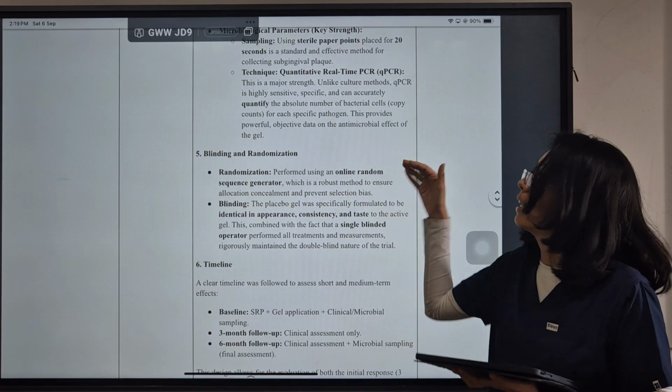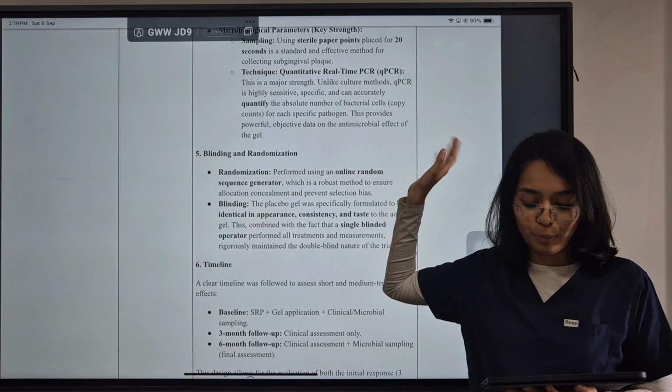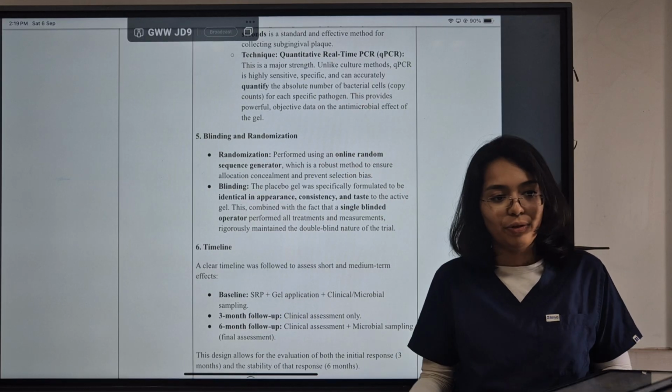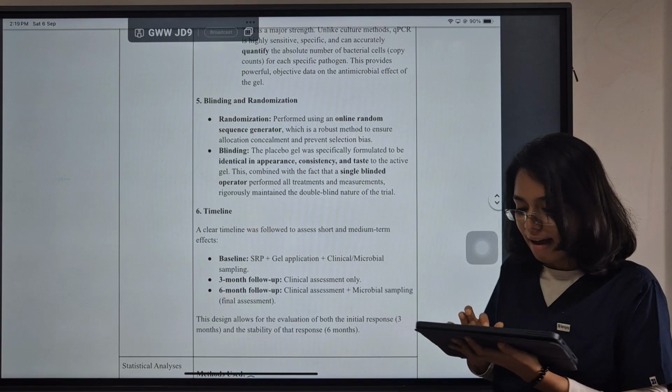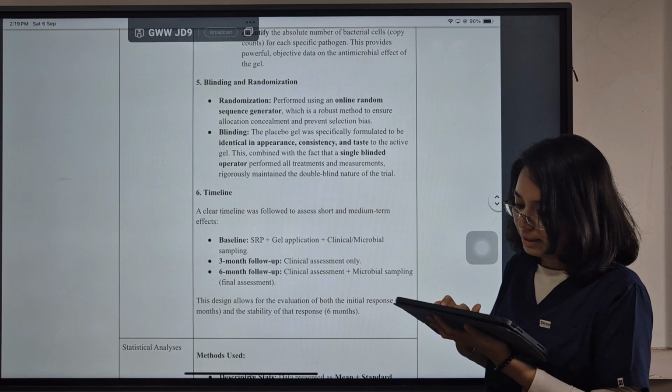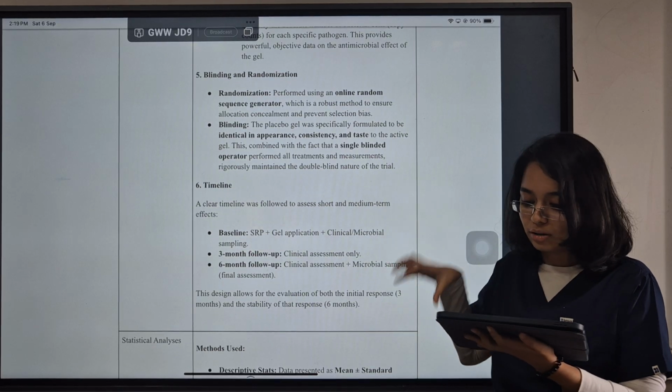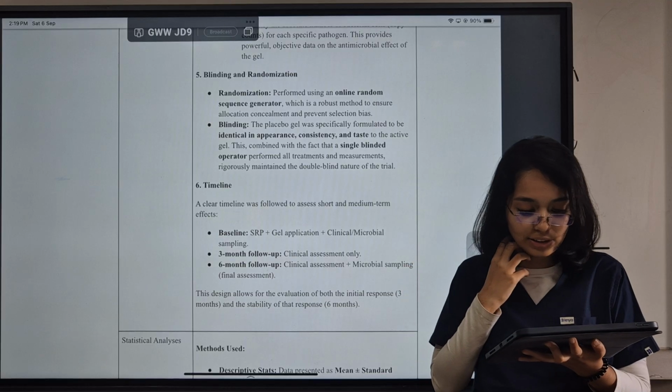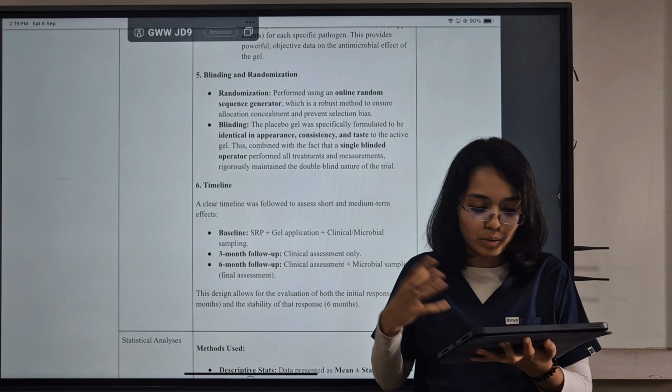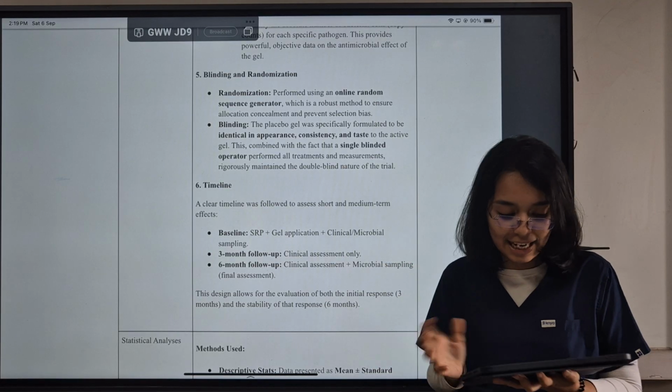plaque, and then they proceeded with the quantitative qPCR, where they quantified all the pathogens, and then the blinding and randomization was done. They used an online random sequence generator, which was done to prevent selection bias.